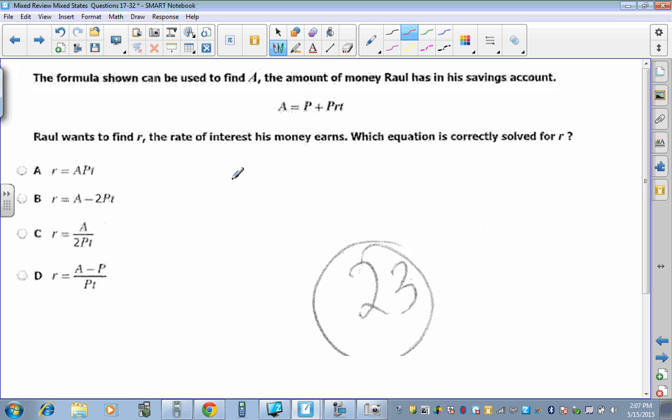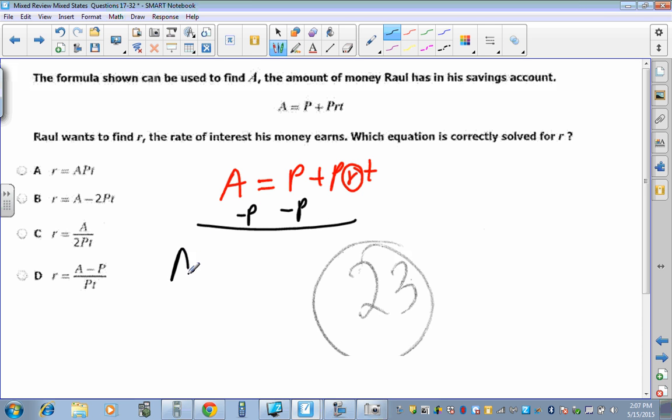Okay, they want us to solve this equation for R. Okay, first thing I can do, I notice this P here is connected by addition. I can move it over here by subtraction. And that gives you A minus P is equal to PRT.